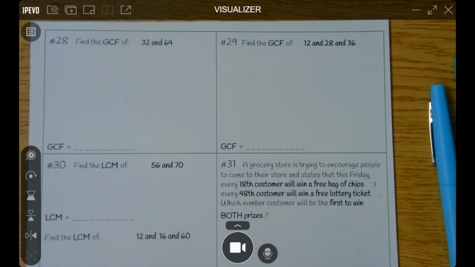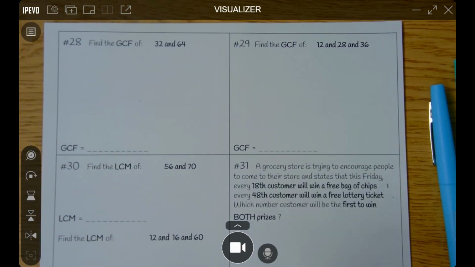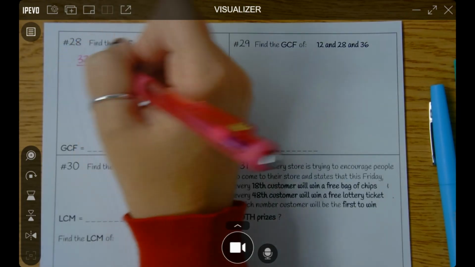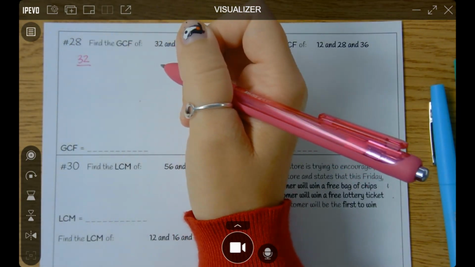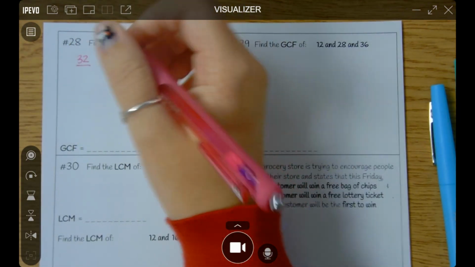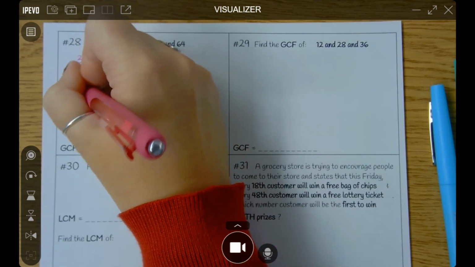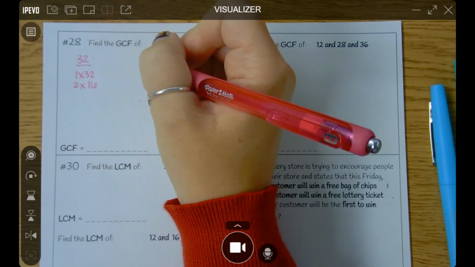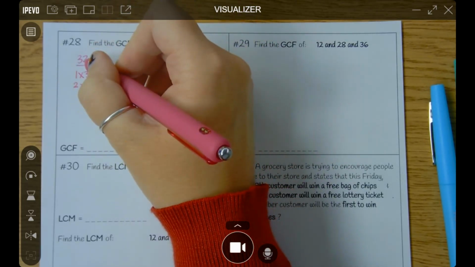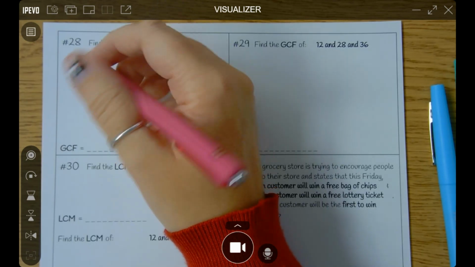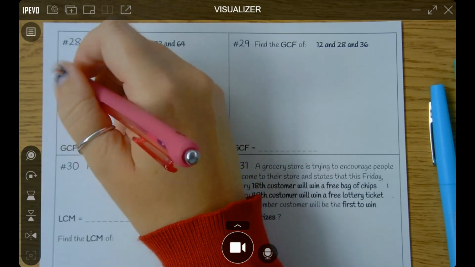You can list all the factors of 32 and 64. So when you do that, let's start with 32. Go in order from least to greatest, and then that way you're sure that you don't miss any. So I know 1 times 32, and 2 can go in 16 times. Can 3 go into 32? No, because 3 plus 2 is 5, and 3 can't go into 5, so 3 can't go into 32. Can 4? Yeah, 4 times 8.